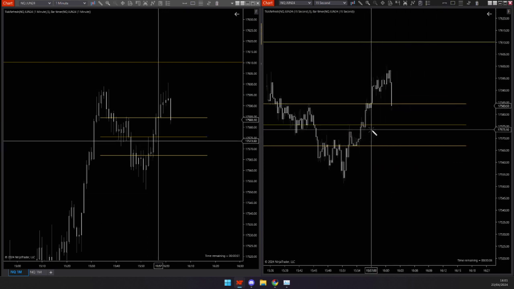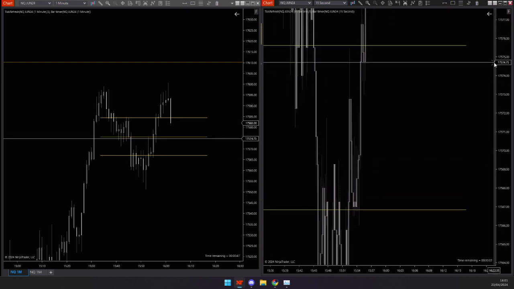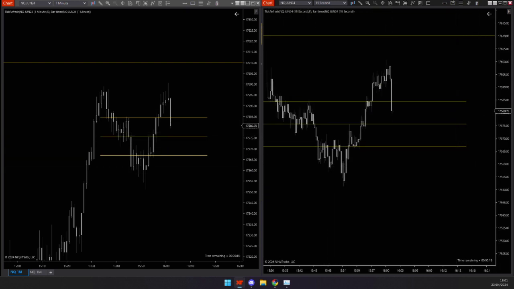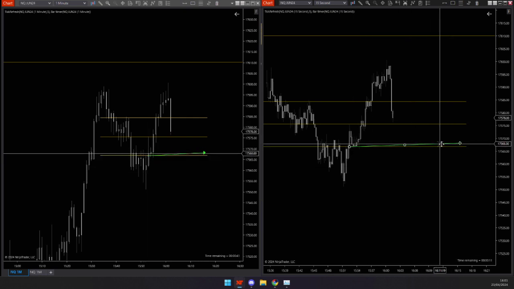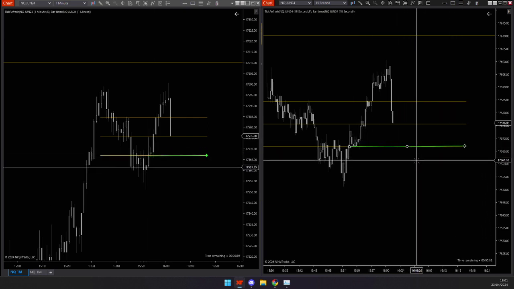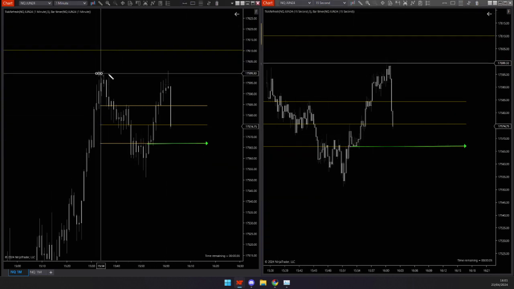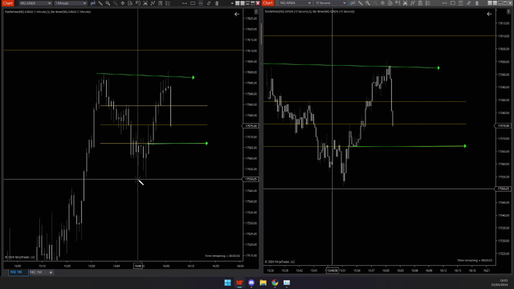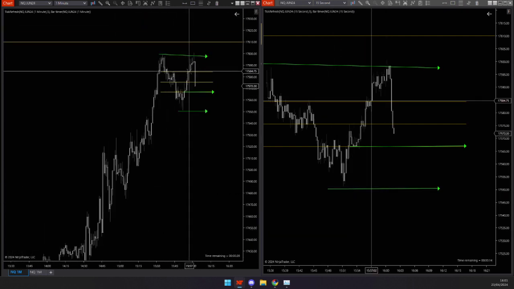Is that a pullback? I don't know. None of these are pullbacks. Okay, this one is. When you see a closure below this valid low here, then look for a bullish flip. Oh shit, now never mind. Look at the narrative. So now you're looking for this low to be taken. And then, goodness.